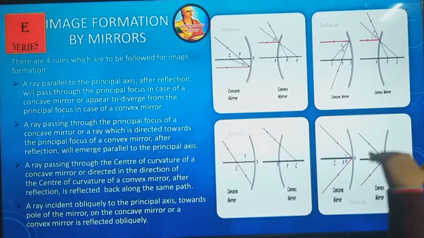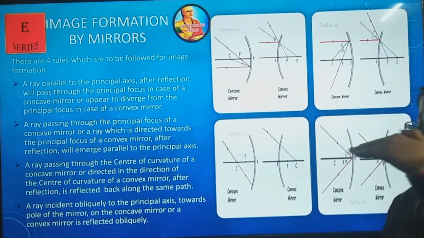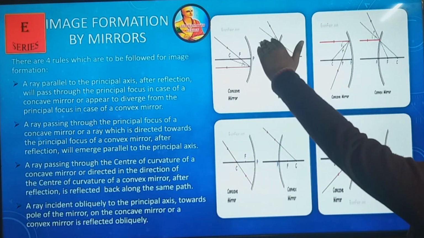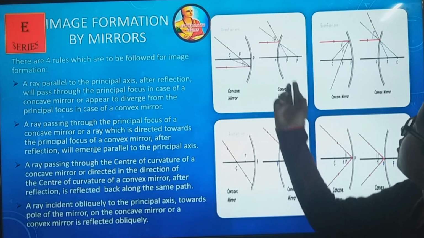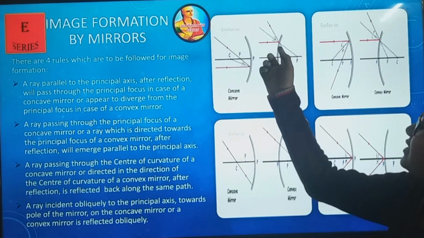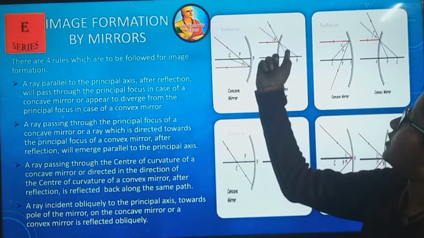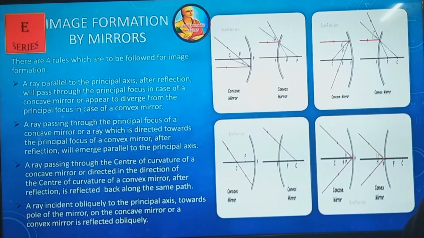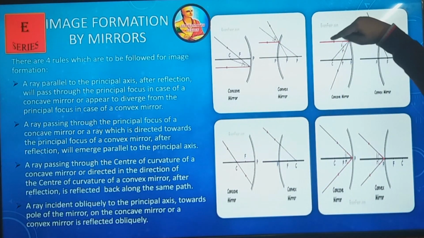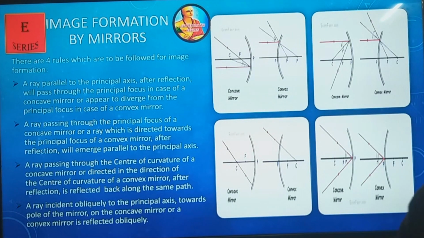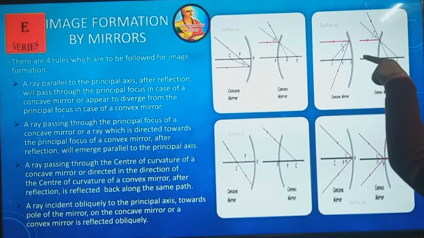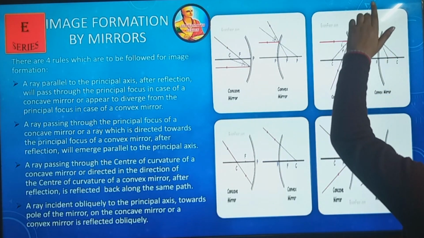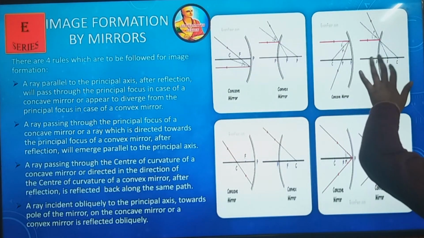Here, in a concave mirror, a ray parallel to the principal axis passes through the focus, and in the case of a convex mirror, a ray directed towards the imaginary focus is reflected parallel to the principal axis, going back in the opposite direction.